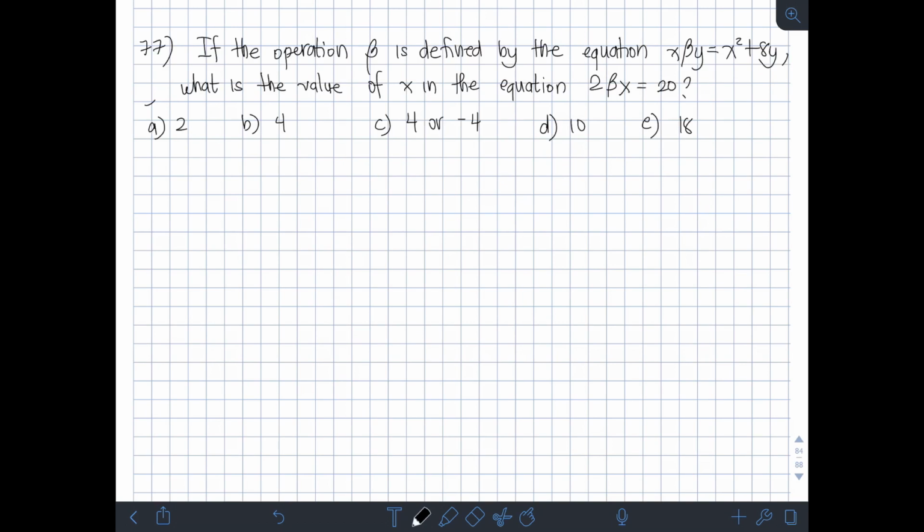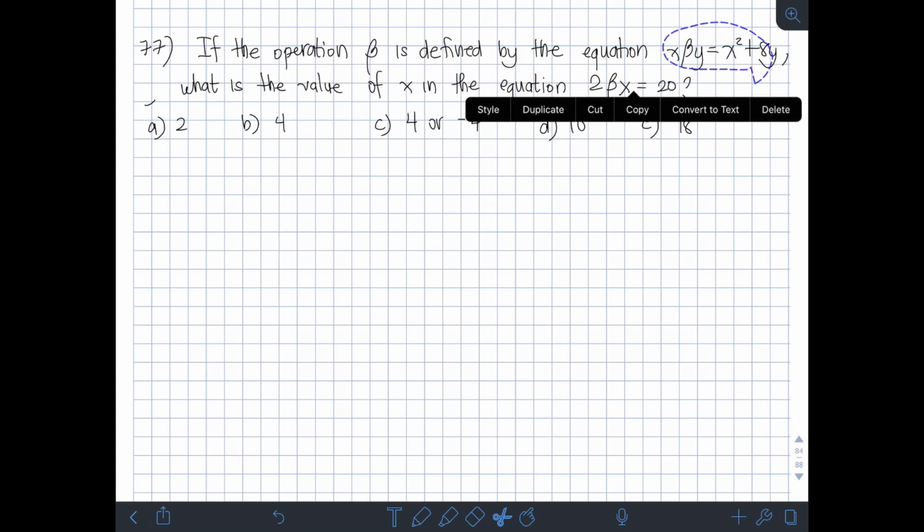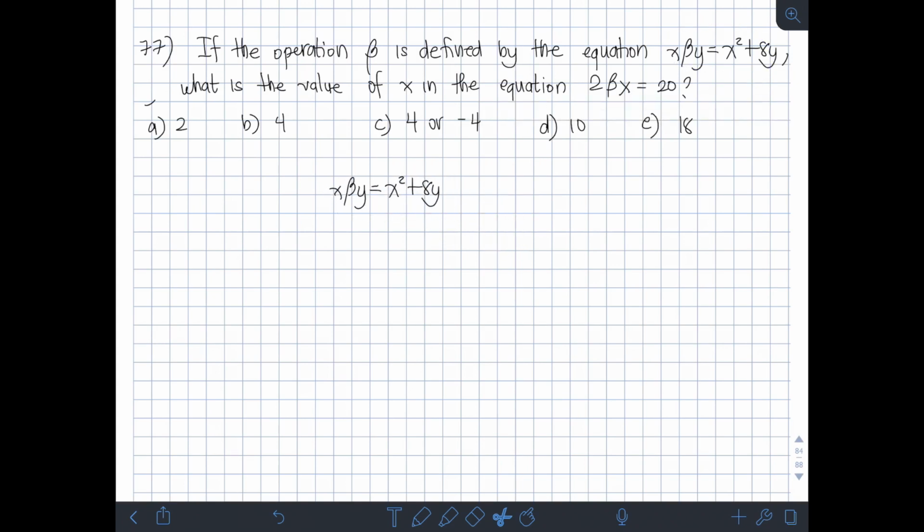Next, we have, if the operation beta is defined by the equation x beta y is equal to x squared plus 8y, what is the value of x in the equation 2 beta x equals 20? Okay, so we have a definition of the operation beta as x beta y is equal to x squared plus 8y. So, it means whatever value we have here in x, we square it, and whatever value here in y, we multiply it by 8, then add. So, therefore, we'll also do that now in the condition 2 beta x is equal to 20.